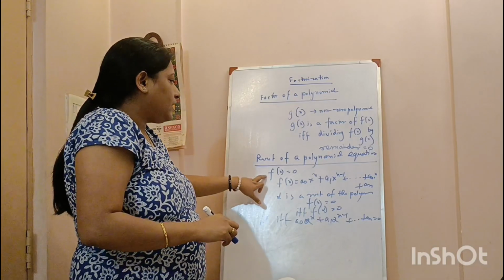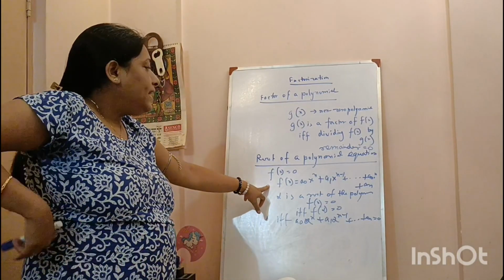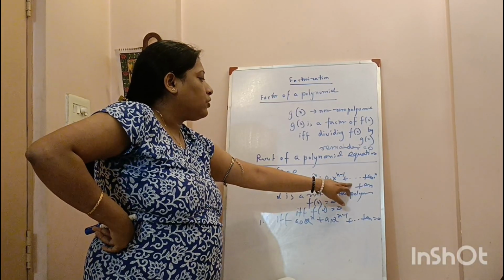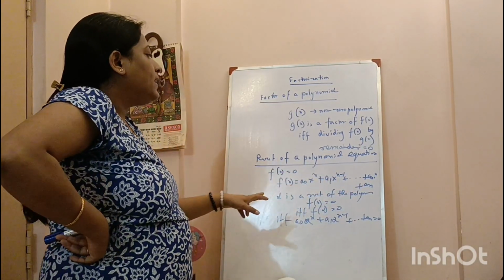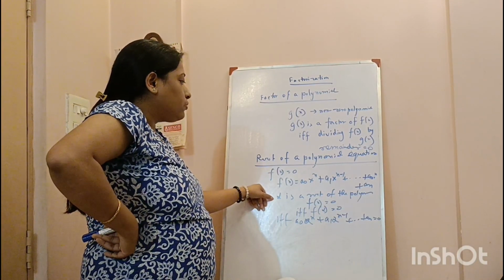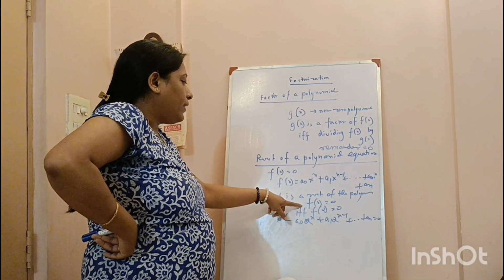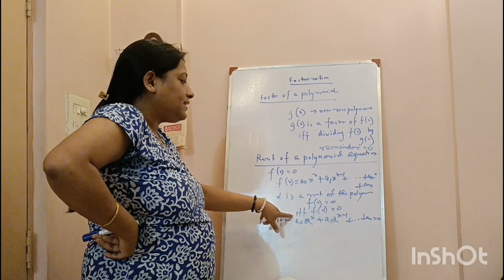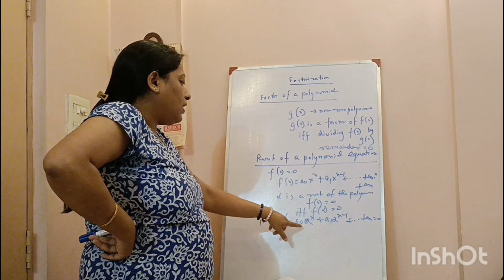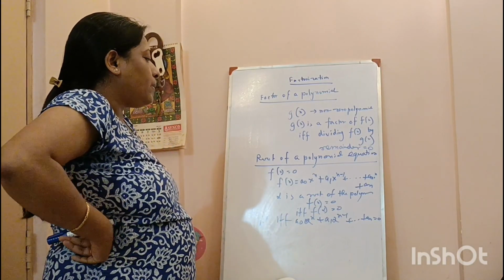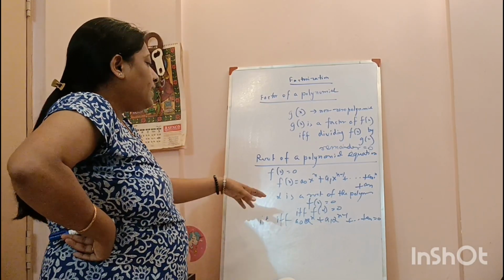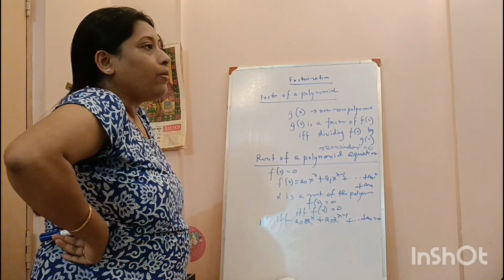Let f(x) = a0 x^n + a1 x^(n-1) + ... + a(n-1) x + an, where alpha is a real number. Alpha is a root of the polynomial f(x) = 0 if and only if f(alpha) = 0, that is, if and only if a0 alpha^n + a1 alpha^(n-1) + etc. + an = 0. Then we can say that alpha is a root of the polynomial.